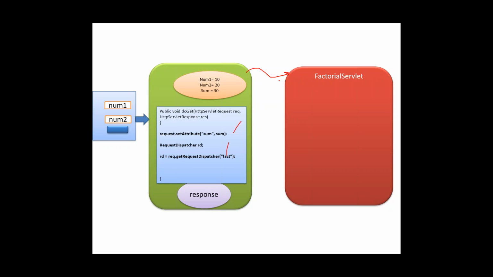So if you're writing fact, it means you want to transfer this control to this servlet. It has to be factorial servlet. Now, when you call rd.forward, as you see from the name itself, forward stands for passing the control. When you're calling rd.forward of request comma response, it will pass on the control.